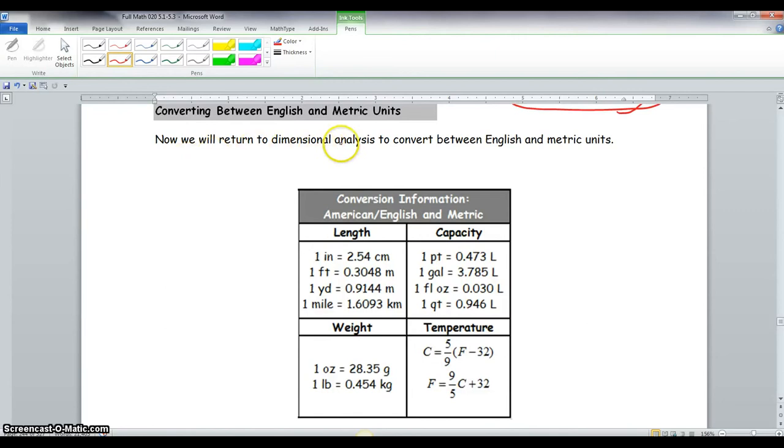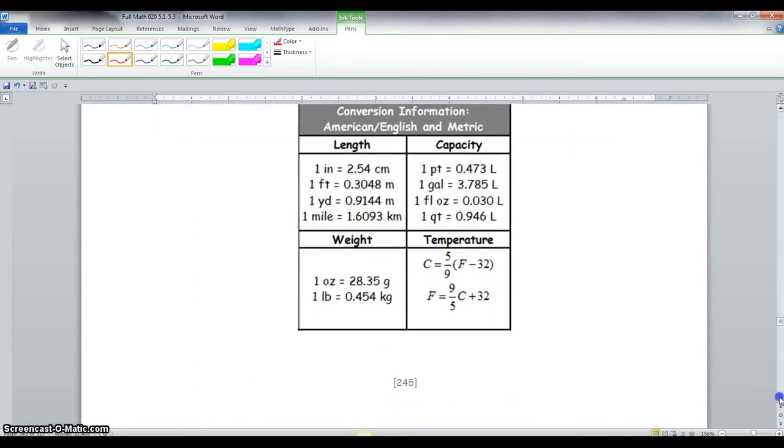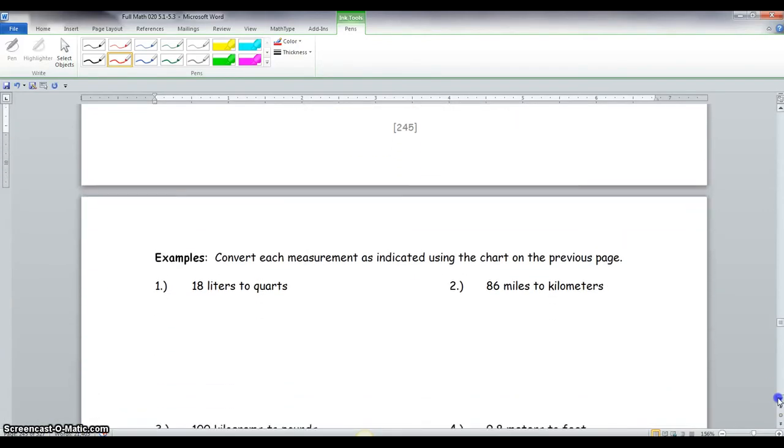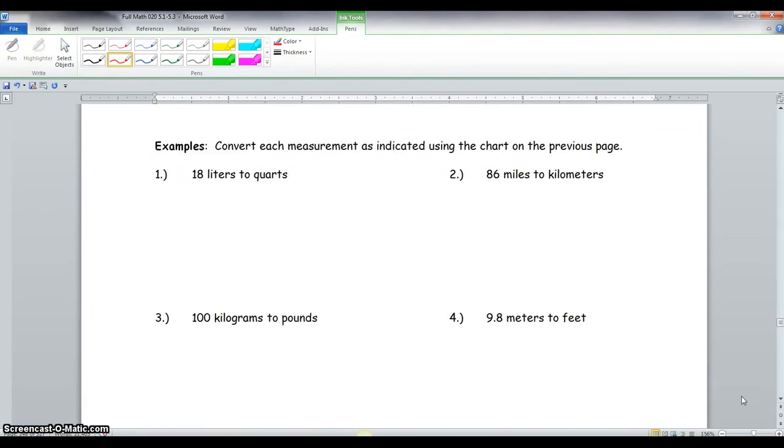It says now we will return to dimensional analysis to convert between English and the metric units. So this is going back to the previous lesson. Because I don't have this readily available, I'm going to be scrolling down, so you need to have this sheet out as I go through this exercise. So you might want to press pause. Now we're going to scroll down and go to our problems here. It says convert each measurement as indicated using the chart on the previous page. I hope you all have that chart out.